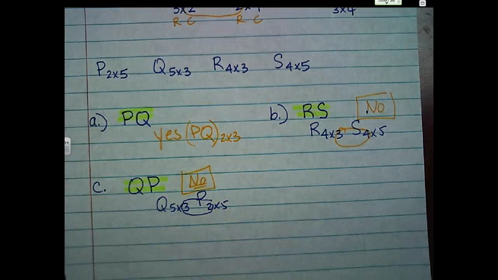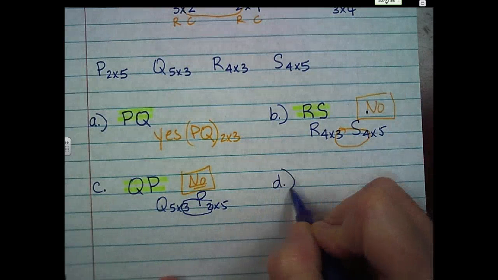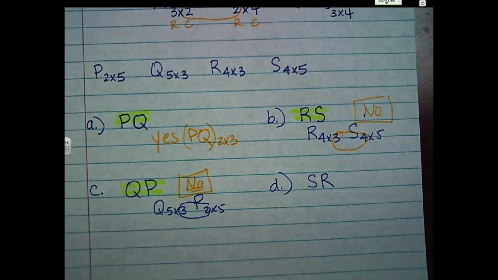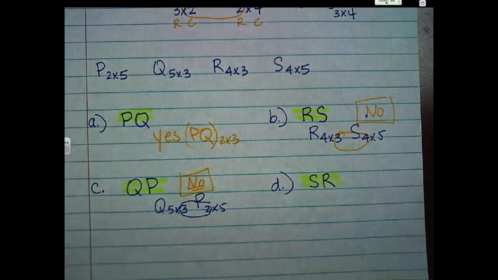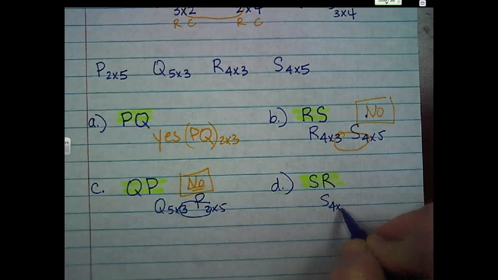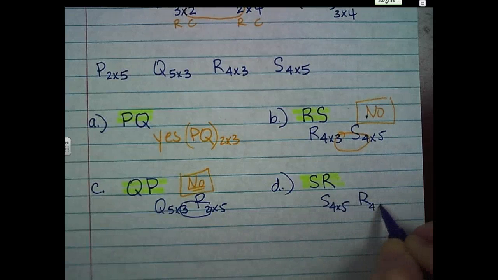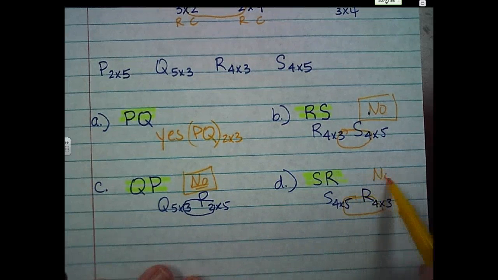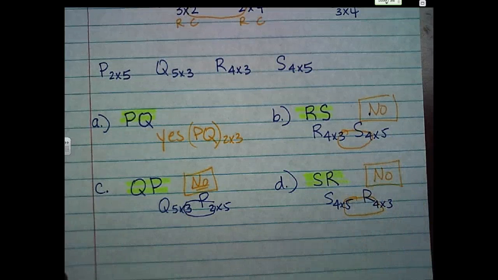Okay, now let's go to the last one like this. Letter D, SR. And S is a 4 by 5, and then R is a 4 by 3. What's the answer to that? Yeah, here is no. All right, so you'll understand when it's allowed, right? You have to actually write the dimensions of both in the order you want to multiply them and look at it. Agree? Okay, so let's try a problem then.